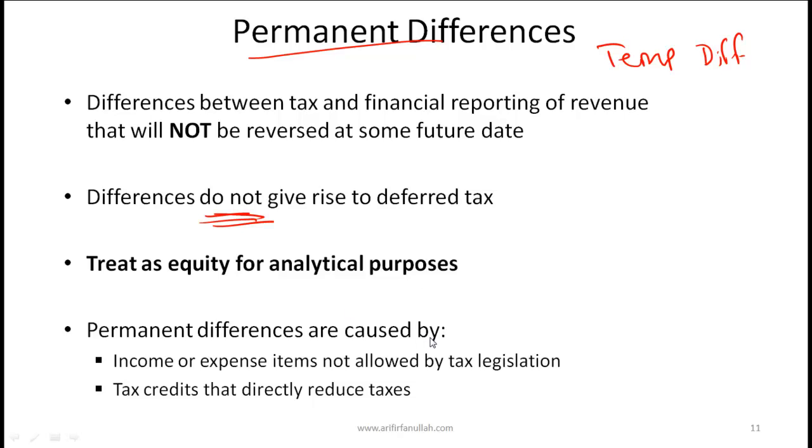Permanent differences can be caused by 1. Income or expense items not allowed by tax legislation, and 2. Tax credits that directly reduce taxes. There is a lot more to this, but from an exam perspective, as long as you simply learn what's on this slide, you should be in good shape.